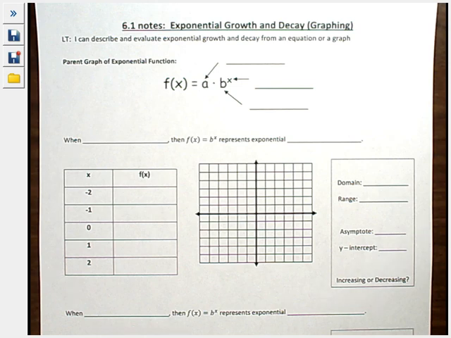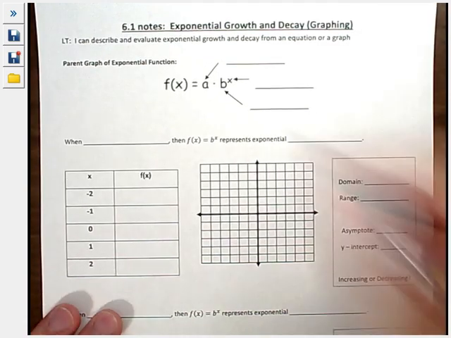So our learning target for today is I can describe and evaluate exponential growth and decay from an equation or a graph. First, we need to figure out what exactly an exponential function looks like, whether it's growth or decay. And there are some primary parts that we need to be aware of here.